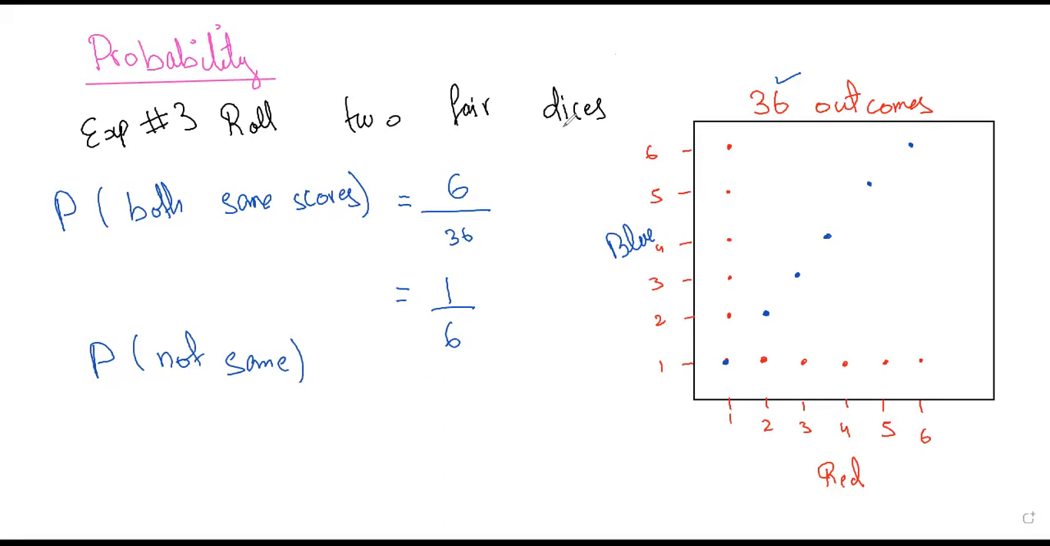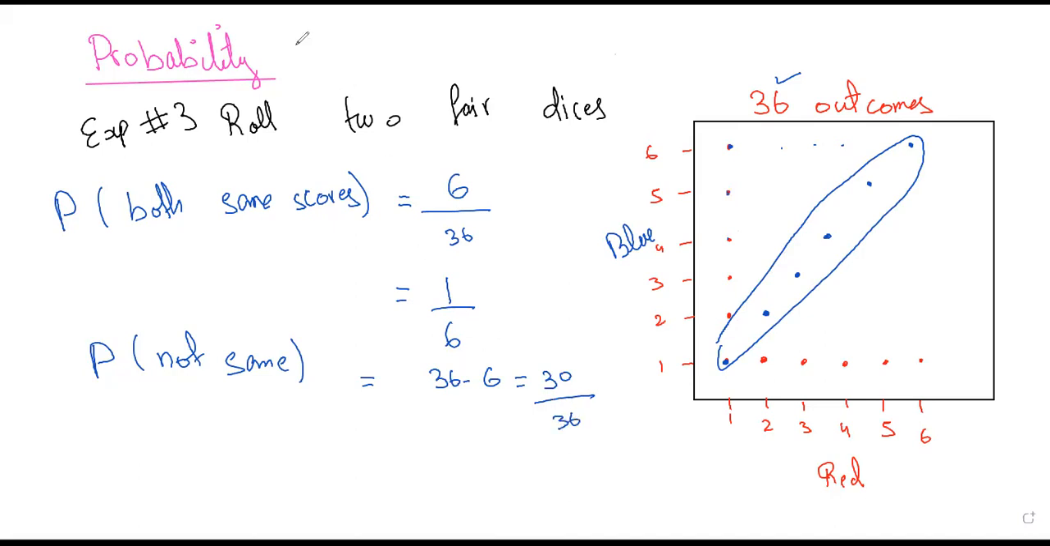Perfect. Okay. Now, one way of doing this is just directly counting. We know this, and all the other ones other than this diagonal are going to be not the same. So if this is 6, it would be 36 minus 6, that would be 30 divided by 36. Okay. One way of doing this question is this, that you think about it this way.